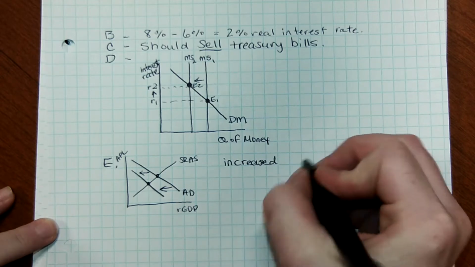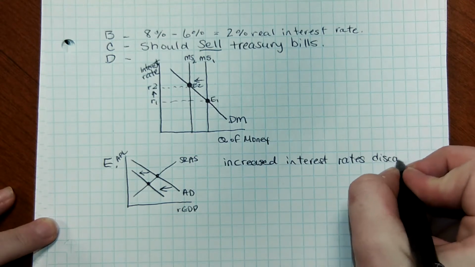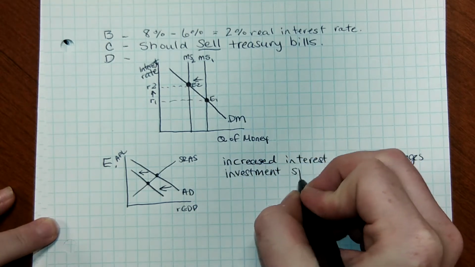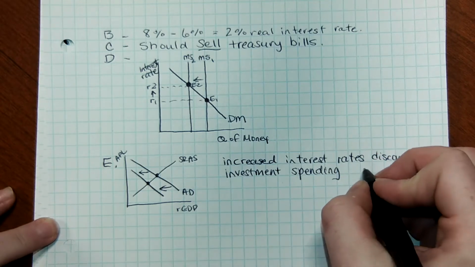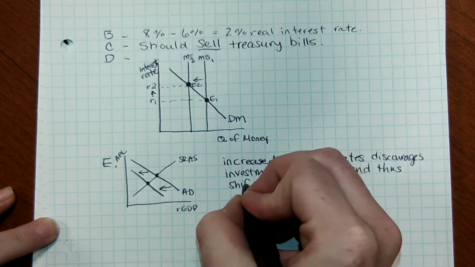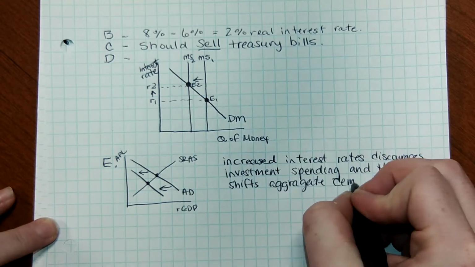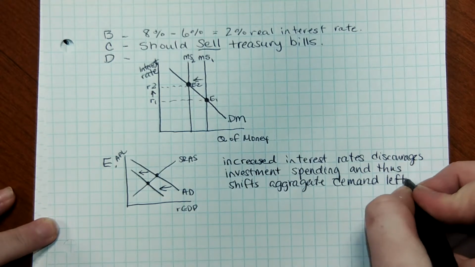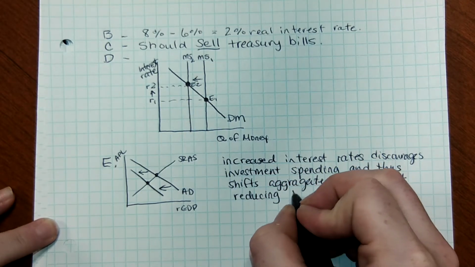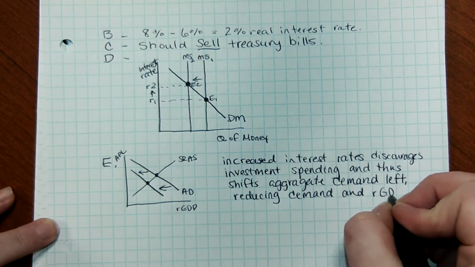Increased interest rates discourage investment spending, and thus shift aggregate demand left, reducing demand and RGDP.